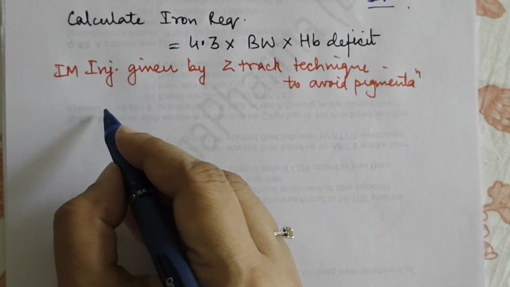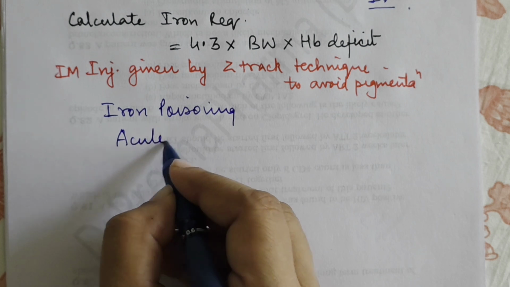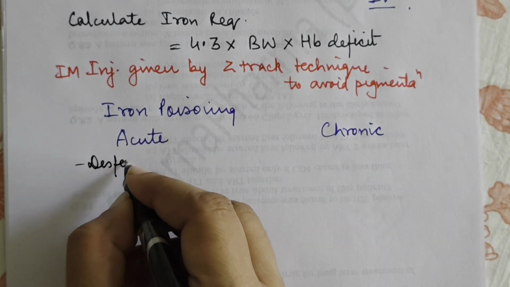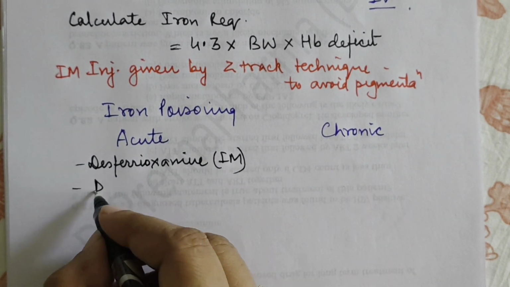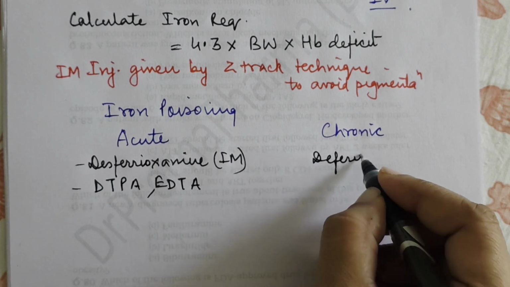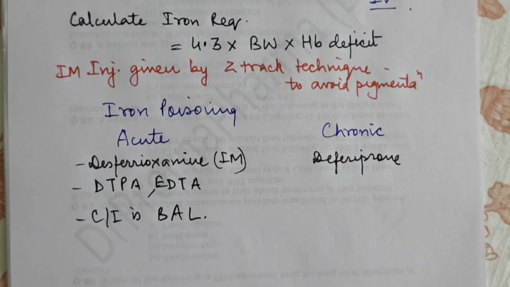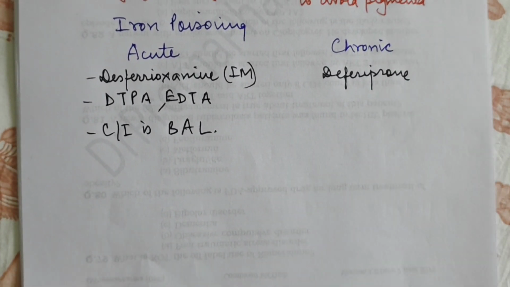Now there is iron poisoning. Iron poisoning में हम acute में क्या देते हैं, chronic में क्या देते हैं? So acute poisoning में we give desferrioxamine, it is given by intramuscular route. We can also give DTPA or EDTA. In chronic we give deferriprone, and contraindicated is BAL because it unnecessarily causes more toxicity, it is contraindicated in iron poisoning. So this is about the iron poisoning treatment.